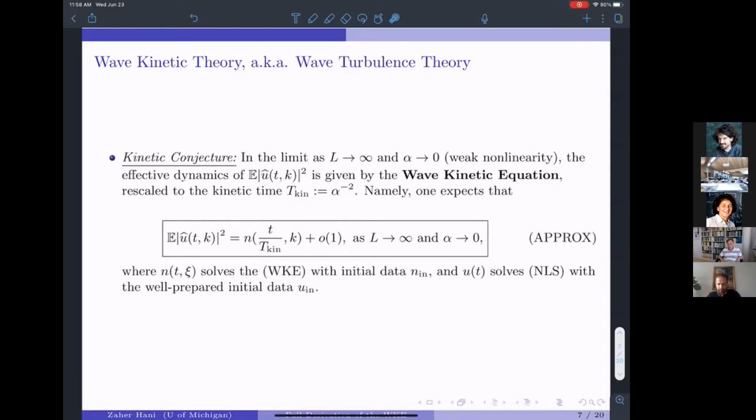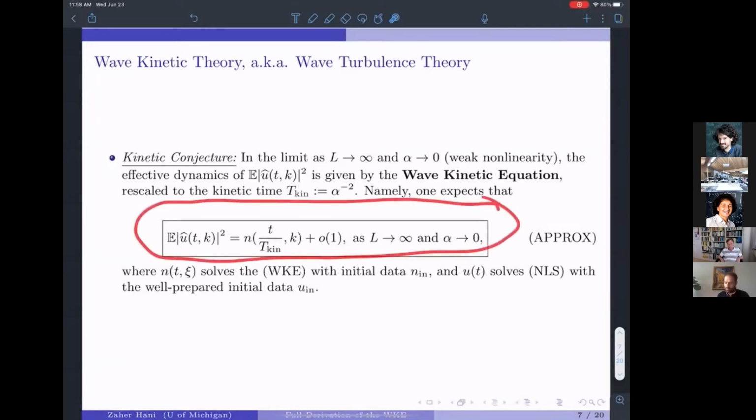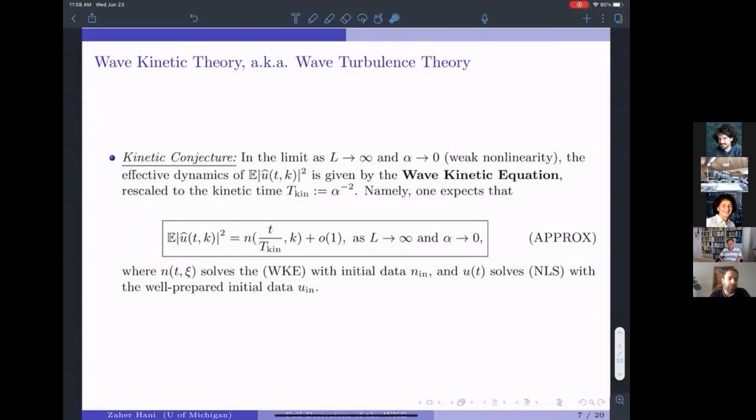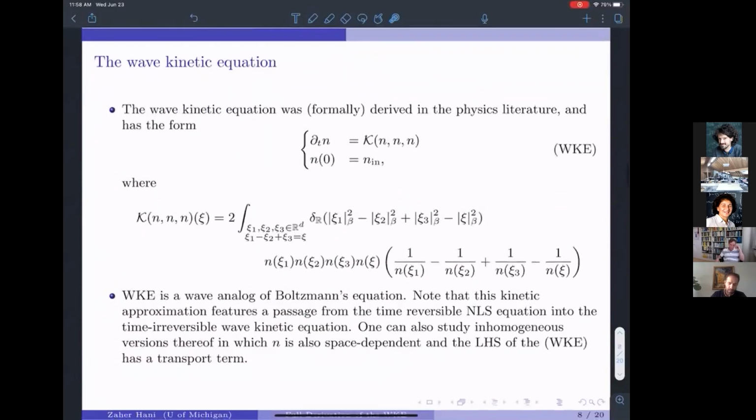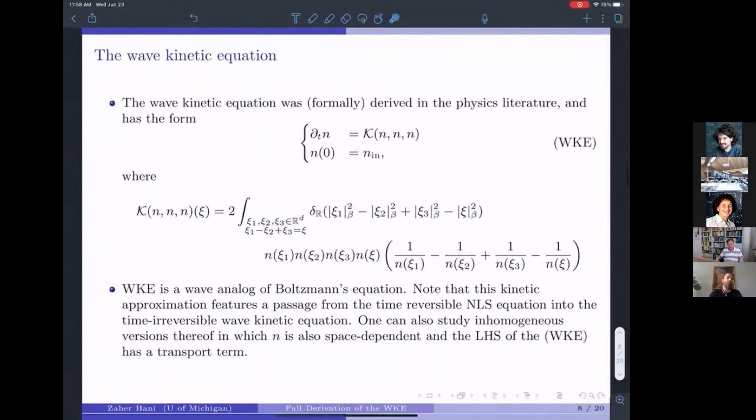All right. So we will call this approximation over here approx, which says that we can approximate the NLS dynamics at later times with the dynamics of the kinetic equation at the kinetic time scale, which is alpha to the -2, where alpha, remember, is the strength of the nonlinearity. Okay, so I owe you a statement or a description of this wave kinetic equation.